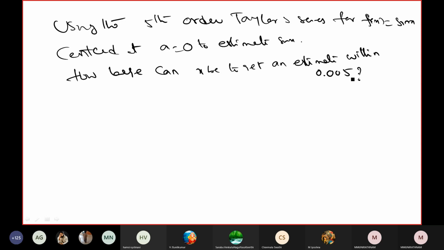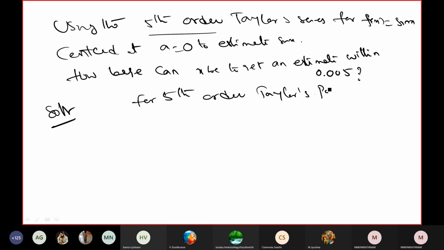Okay? Right? So for the fifth order Taylor polynomial, what is the remainder? Anyone?